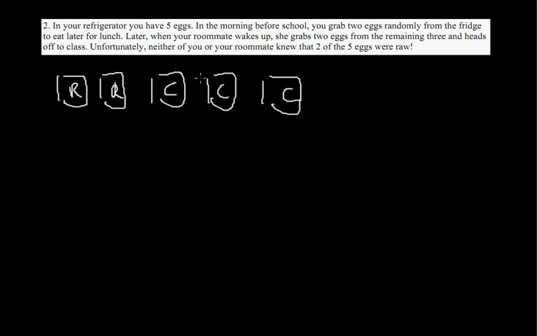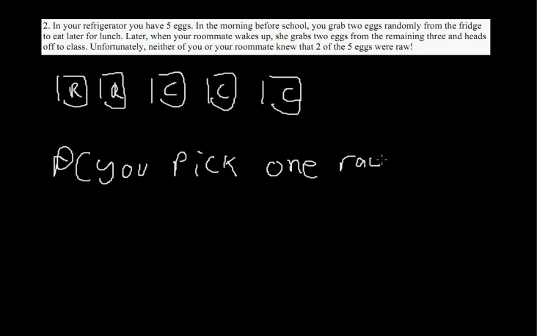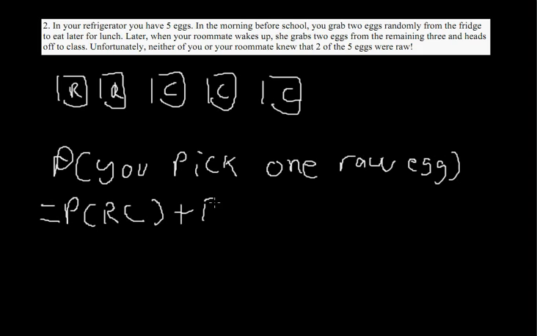Your roommate picks them later, but we don't care about that because part A is the probability that you pick 1 raw egg. So, well, what has to happen then? We have to either pick a raw and then a cooked, or a cooked and then a raw. So that is just equal to the probability of a raw followed by a cooked plus the probability of a cooked one followed by a raw one.